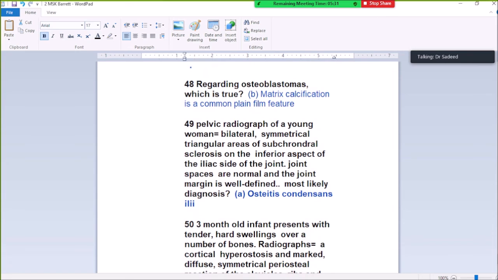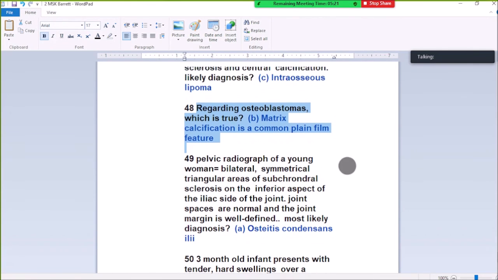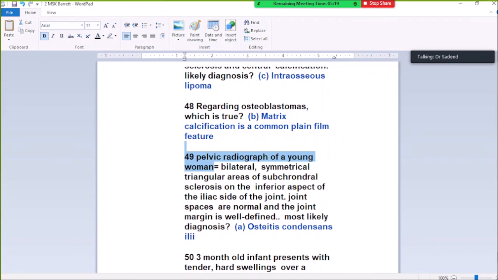Question number 48. Regarding osteoblastoma, which is true? Matrix calcification is a common plain film feature. In osteoblastoma, matrix calcification is common.